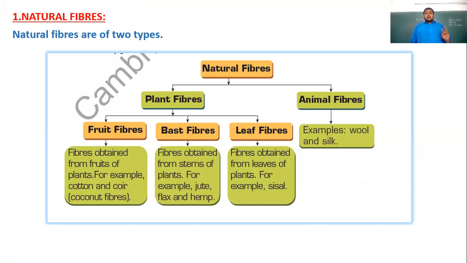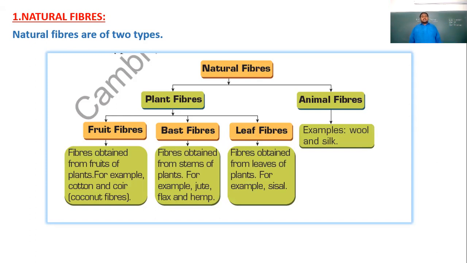In plant fiber, there are three subtypes: fruit fiber, bast fiber, and leaf fiber. Fruit fibers means what? The fibers obtained from the fruit of the plant are called fruit fibers. For example, cotton and coir. Cotton fiber we obtain from the fruit of the cotton plant, and coir fiber is obtained from the fruit of the coconut plant. The outer coat of the coconut fruit is used for making coir fiber.